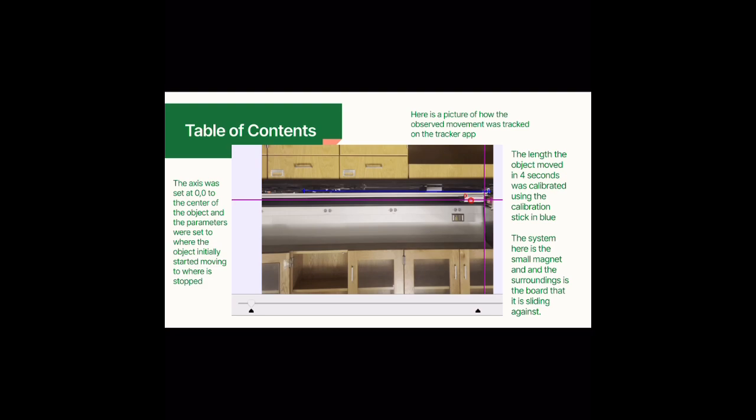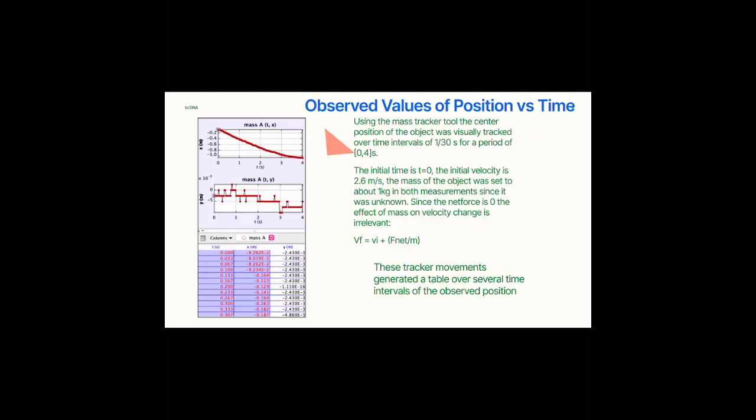The system here is a small magnet, and its surroundings are the board that it is sliding against. Using the mass tracker tool, the center position of the object was visually tracked over the time intervals of 1/30 seconds for a period of 0 to 4 seconds. The original time is 0 seconds, and the initial velocity is 2.6 meters per second. The mass of the object was set to about 1 kilogram in both measurements, since it was unknown.